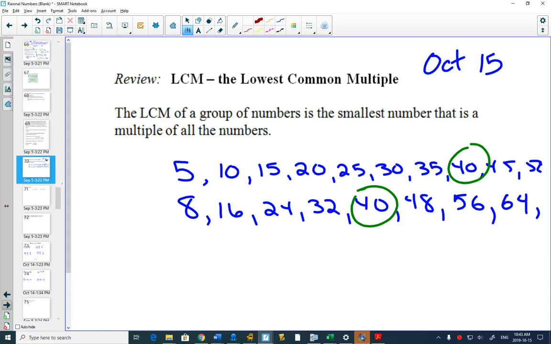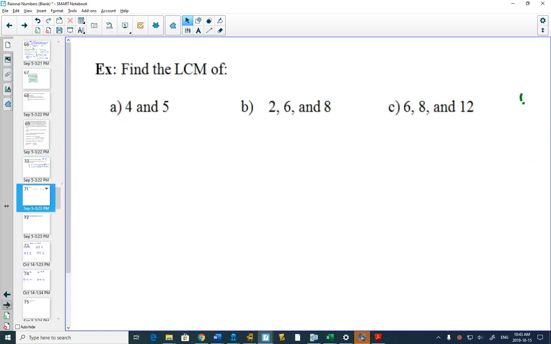Where does the lowest common multiple come up? Well, we've seen it already a lot, but we'll find out some questions first. You can write out the multiples of 4 and multiples of 5, multiples of 2, 6, and 8, and 6, 8, and 12, and find the one that is the lowest for all of them. Okay, I'll show you what this will look like. You'll do B and C on your own. So write out 4 and 5.